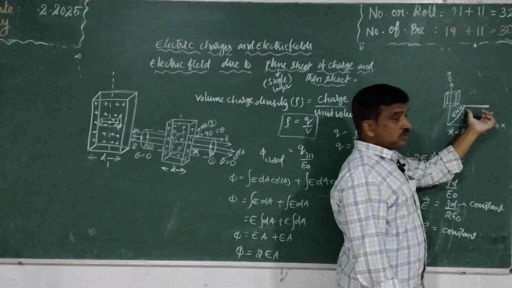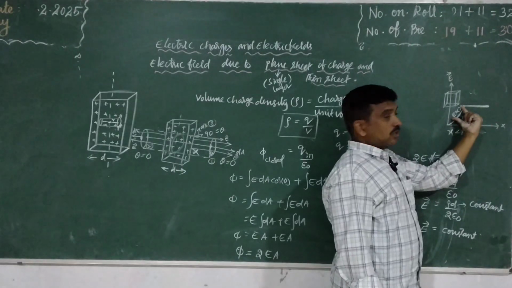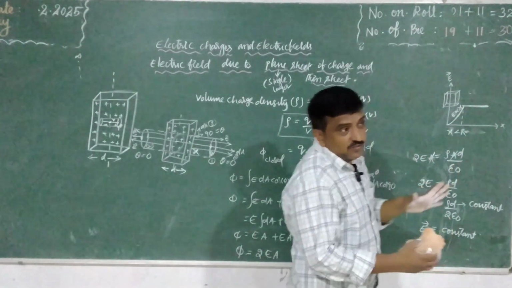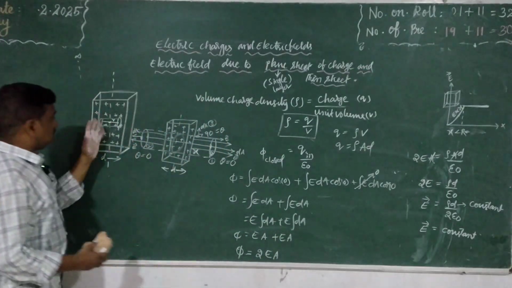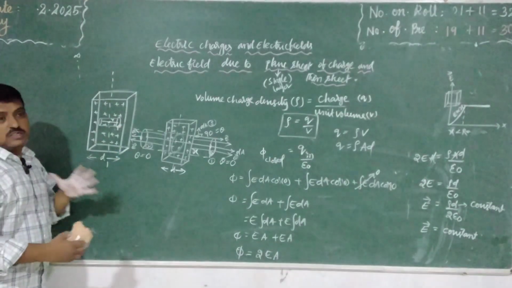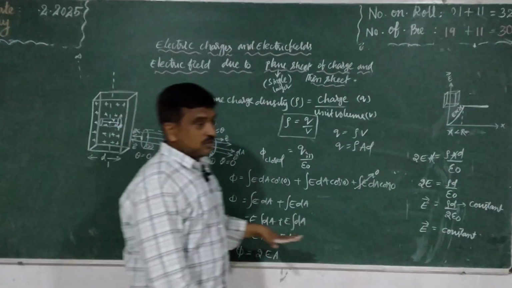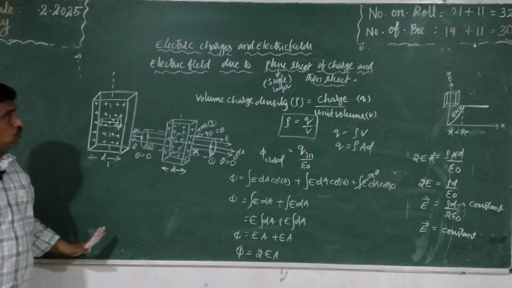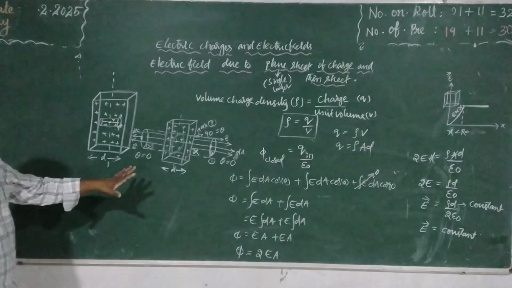So this means constant. Here E is proportional to x, meaning the electric field is directly proportional to x inside the thin sheet, from the axis. After that it will be constant. This is the electric field due to thin sheets and plane sheets.